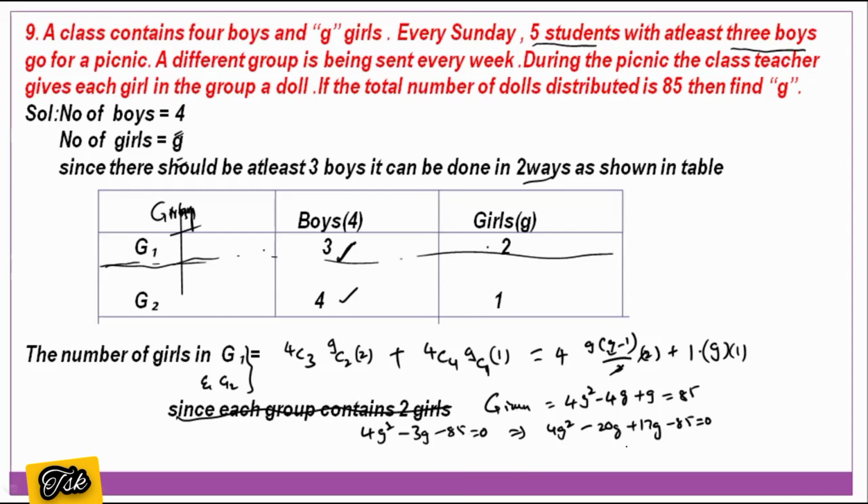So factoring, 4G into G minus 5, and then 17 into G minus 5 is equal to 0. So G is equal to minus 17 by 4, which is not possible. Girls cannot be a fraction. Therefore, the only answer is that girls must be 5 in number. G is equal to 5 is the answer.